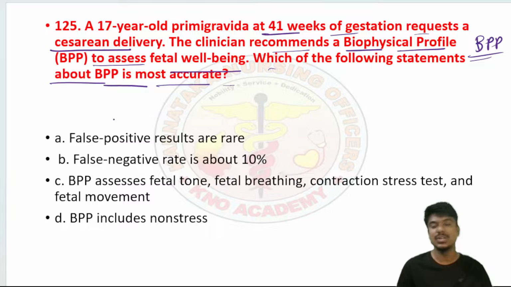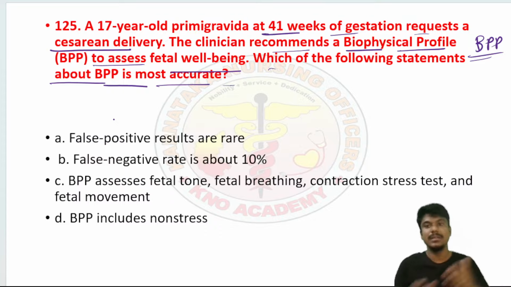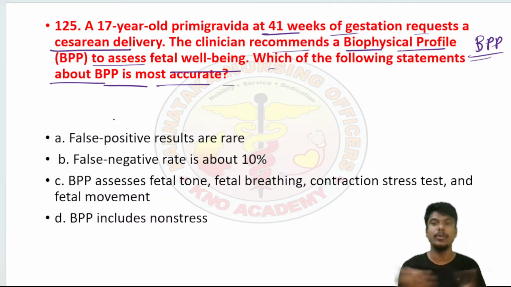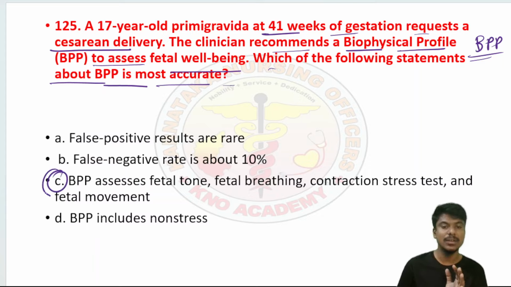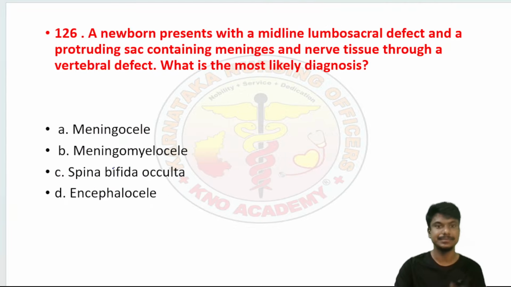Here, if we see, the biophysical profile is advised when there are abnormal CTG findings or an abnormal stress NST. It has more components added. It includes fetal tone, fetal breathing, fetal movement, and amniotic fluid levels. All of these are components of the biophysical profile score. Option C is the right answer.